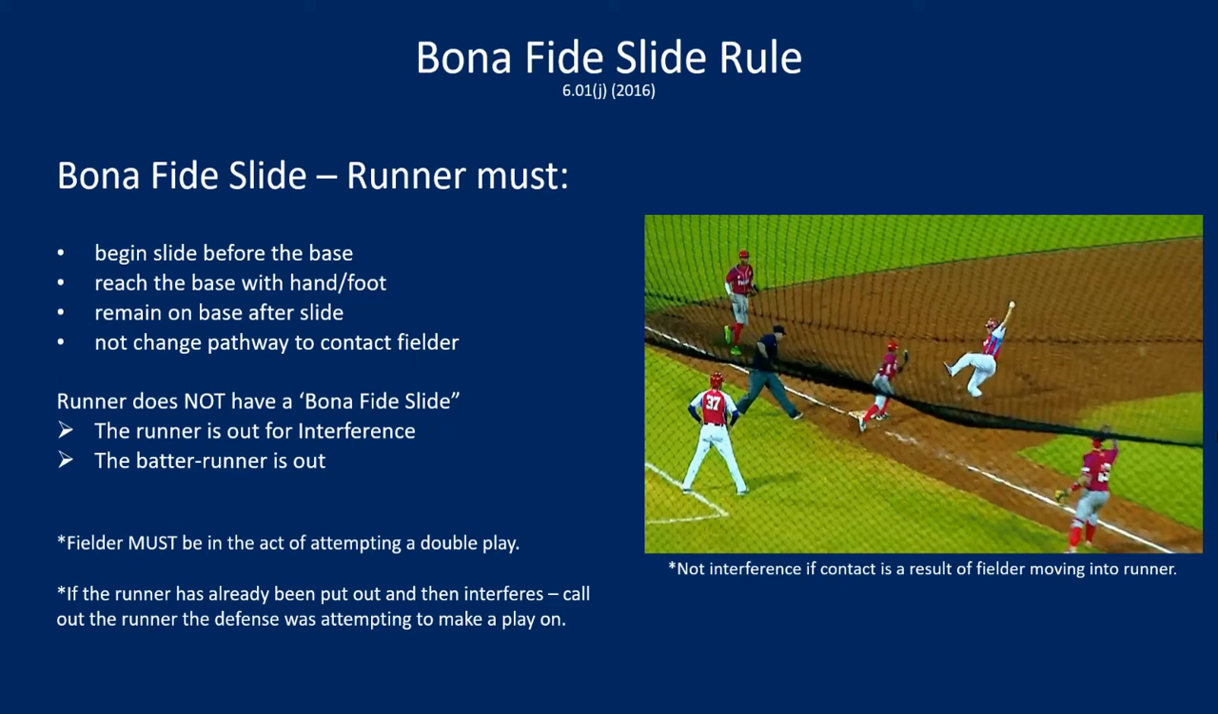And we would want to make sure that as an umpire, we're in a good position, because if the fielder moves towards the runner, hoping to draw the interference call, we would not enforce the interference. So it's really important that the umpire is in the right position so that they can see and watch the pathway of where the runner is, and make sure that the interference is a result of the runner, not the fielder. Let's take a look at an example.